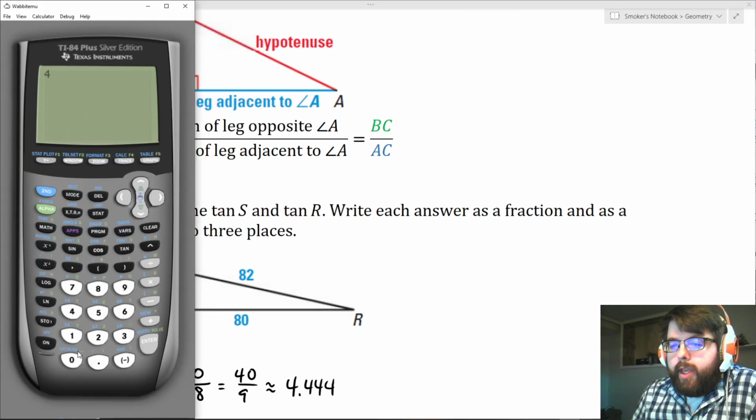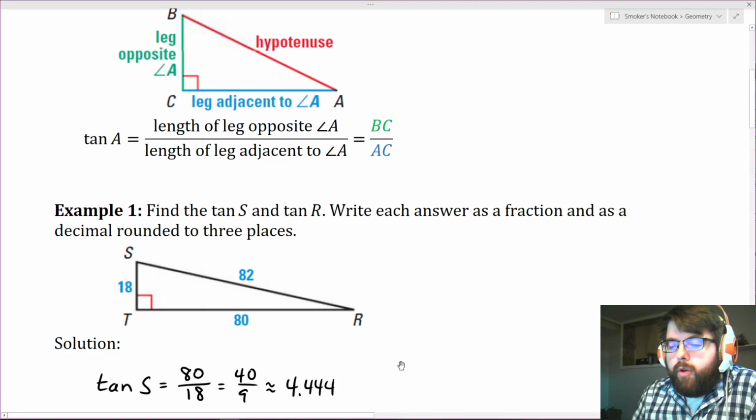And you take 80 over 18, which simplifies to 40 over 9. You see that by dividing by 2, and you get 4.444. Tangent of S is equal to 4.444. Tangent of R, it's also asking for tangent of R. Now we're looking at this angle.